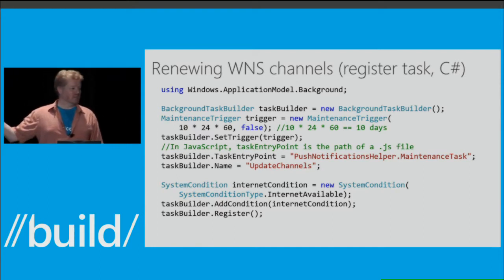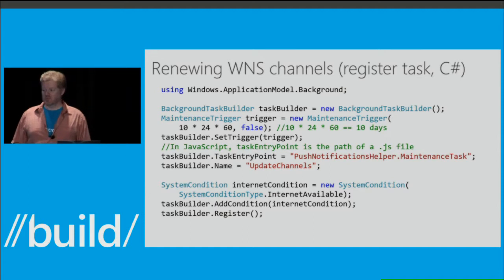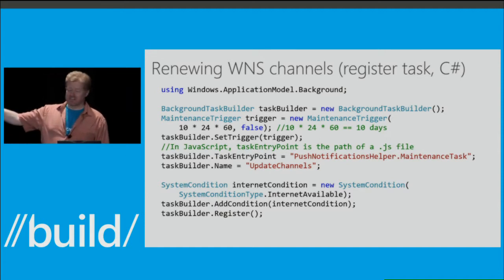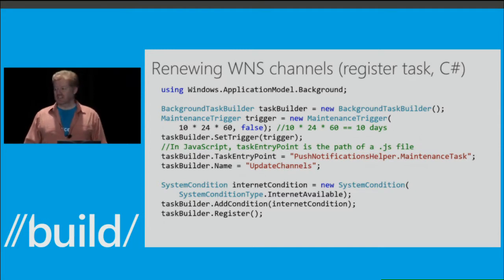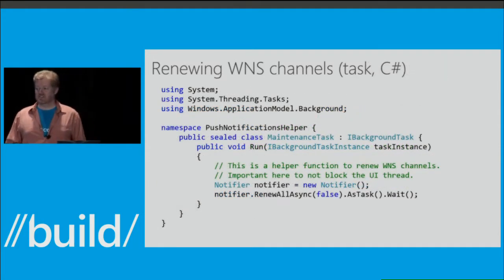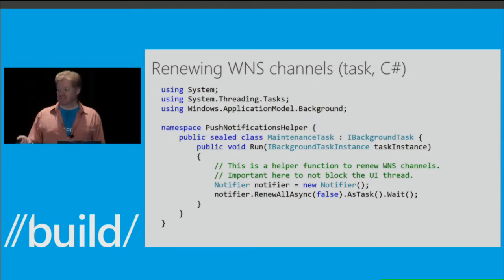Basically, the way background tasks work is you get this thing called the background task builder. You build a trigger object of some kind with its appropriate properties, and then you add conditions like internet available, and then you register that background task. And the way a background task itself is structured in C#, here's an example of that, where you basically just write a class that derives from the IBackgroundTask interface.